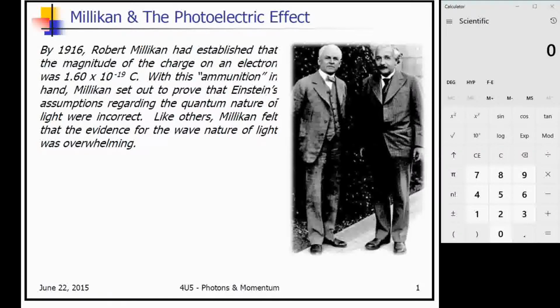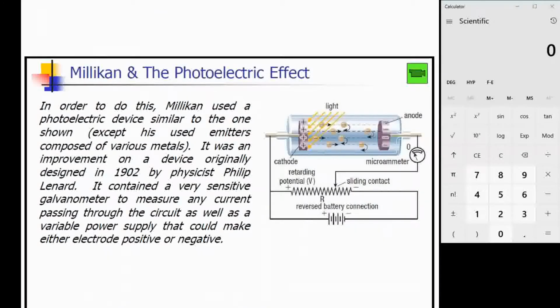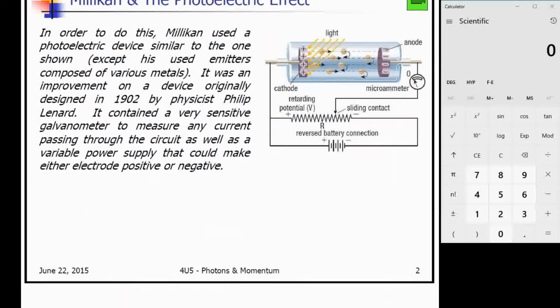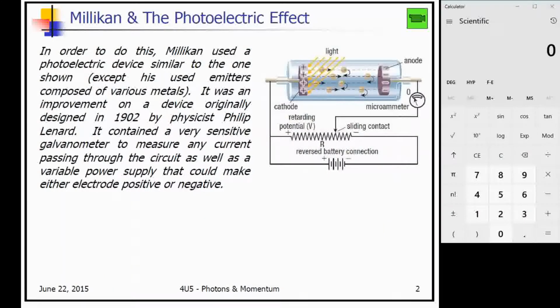Einstein's theory basically proposed a wave-particle duality of light, which was not a very popular theory at the time. And Millikan, of course, was on the side of the wave theory of light, which had held for over 200 years by this point. So how Millikan ended up trying to disprove Einstein, he used a photoelectric device similar to the one that's shown here.